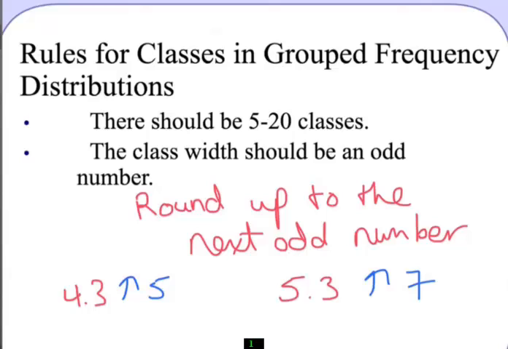This is one of the places in statistics that we definitely change our rounding rules. Class width is always rounded up. If we don't round up, then we don't have the upper limit that will include our largest data value, and that is extremely important in these cases.